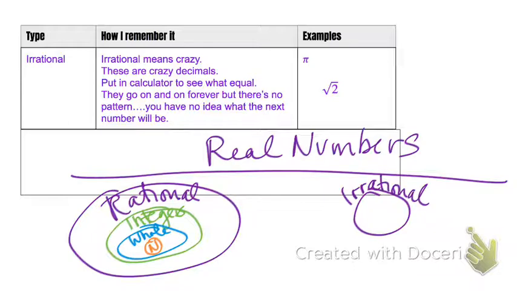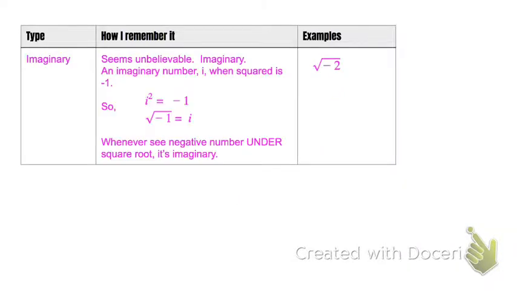So the last kind of number I want to talk about is called imaginary numbers. This is something new for Algebra 2 we're going to work with. Imaginary, I remember those because I just think of it as unbelievable. It's imaginary, make believe. It's something that you didn't think was possible. But there's this imaginary number that you're going to be using that we refer to with the variable i. And the imaginary number i squared, if you square it, becomes -1. So i squared is -1. The square root of -1 is i, the imaginary number.